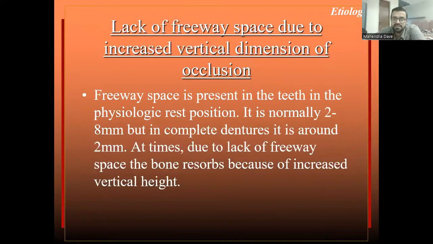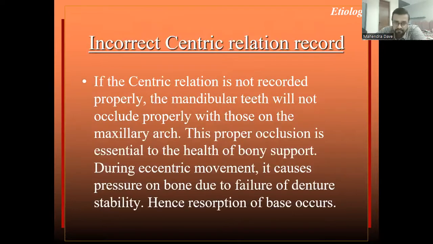Lack of freeway space due to an increased vertical dimension of occlusion. Freeway space is present between the teeth in the physiologic rest position. It is normally 2 to 8 millimeters, but in a complete denture, it is around 2 mm. At times, due to lack of freeway space, bone resorption becomes increased because the bone resorbs due to increased vertical height.